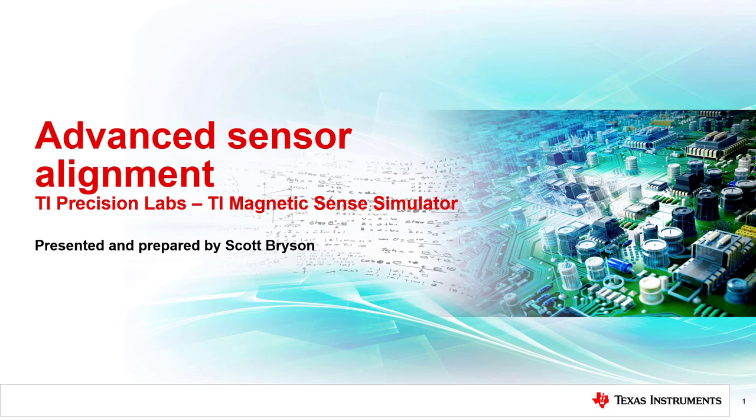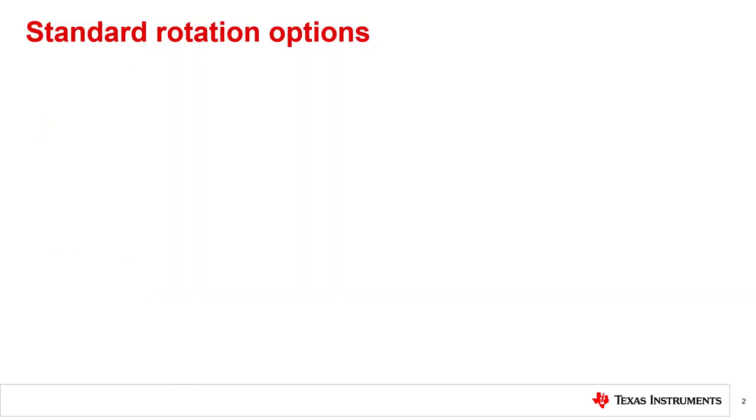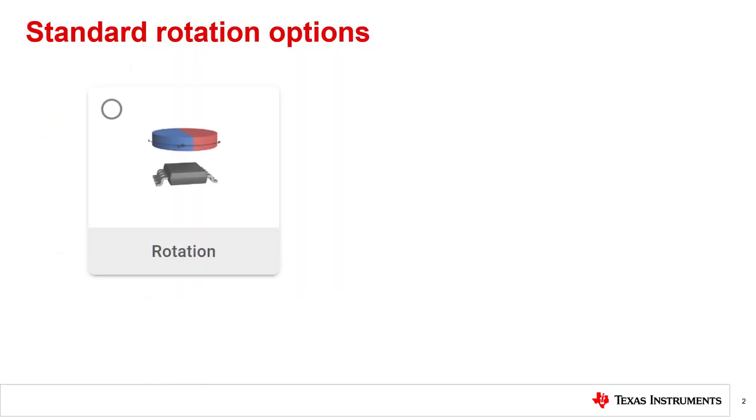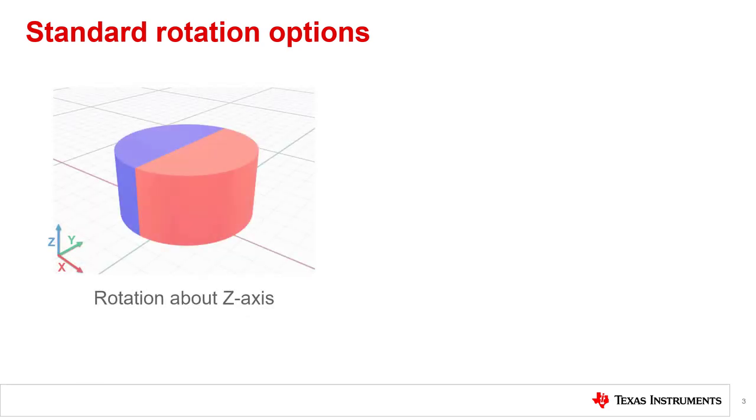In this video, I will discuss using the TI Magnetic Sense Simulator to model a tilted axis of rotation using some advanced alignment strategies for multiple sensors. The standard rotation format in the simulation tool rotates a magnet about the z-axis. When left centered at the origin, the magnet will spin about its own center.